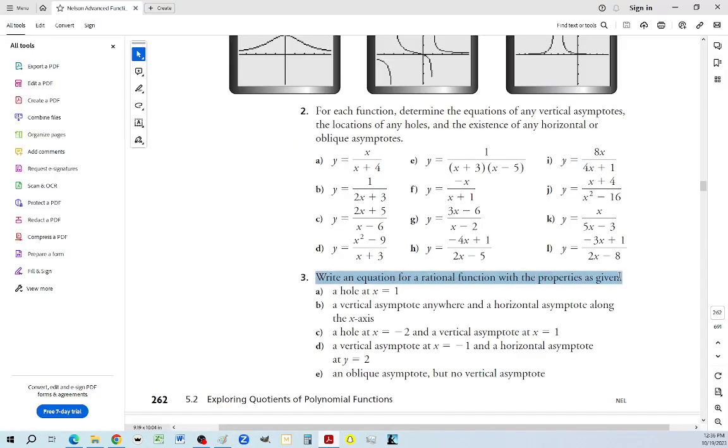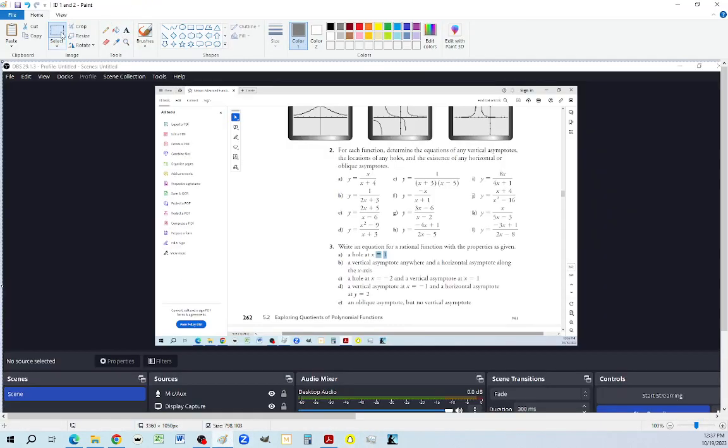Write an equation with rational functions. These you just invent. I don't know why they do this. I guess it's just to think backwards.